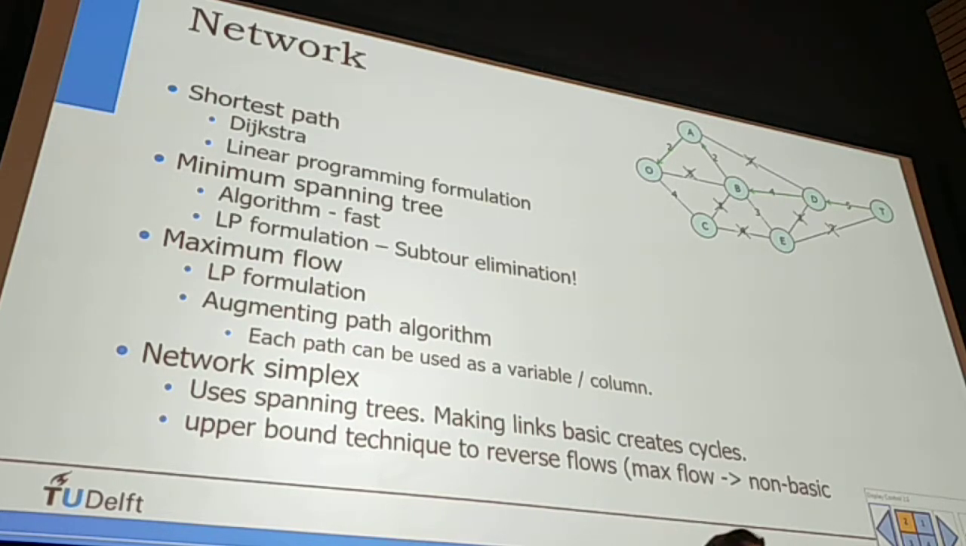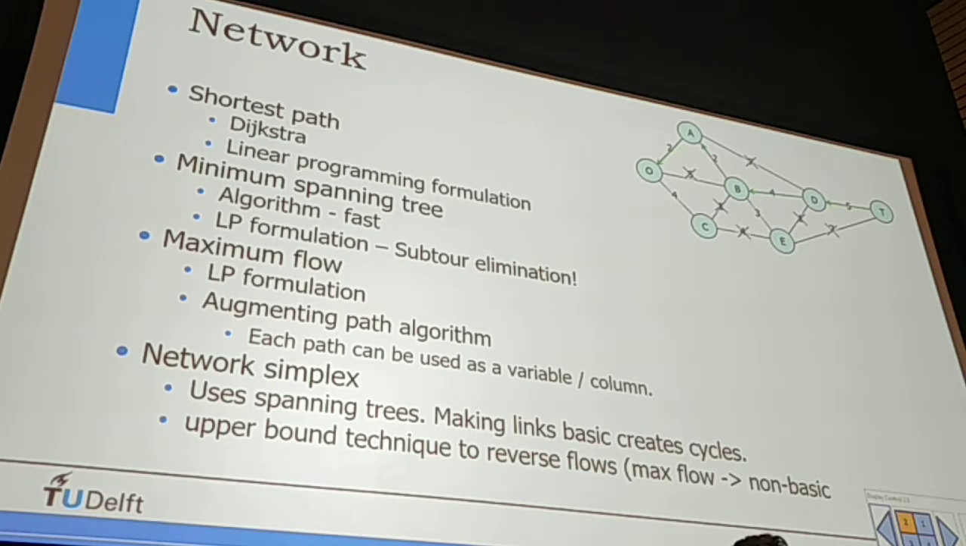Well, something required for that was the upper bound technique, which I shortly introduced, and that basically allows us to, if we have a maximum flow, we take the maximum flow, but then we actually add a reverse flow, which is then 0. If a certain link is at its maximum flow, we basically reverse it, and then the reverse flow is 0, and that's non-basic. So that way we can create a link which has a flow and make that non-basic, and that will ensure that we actually have a spanning tree. Again, this doesn't work if we already have a cycle in the system.